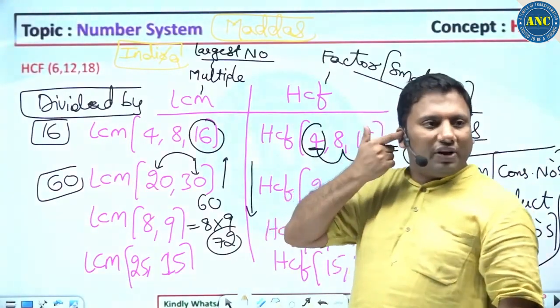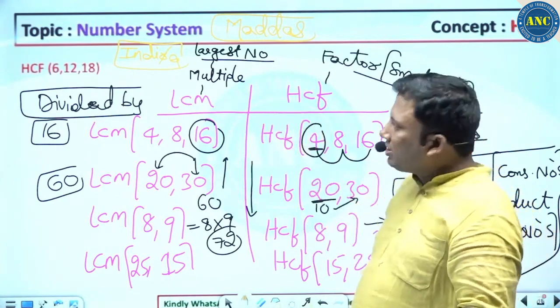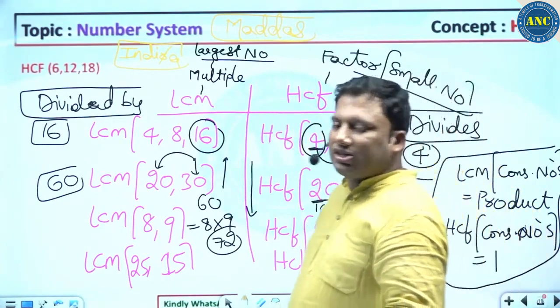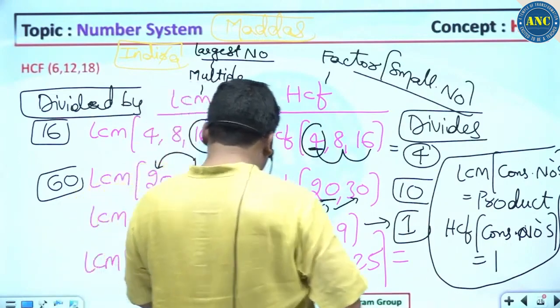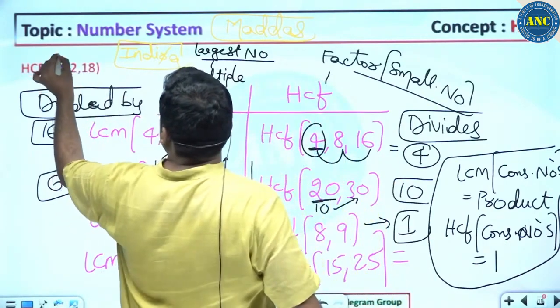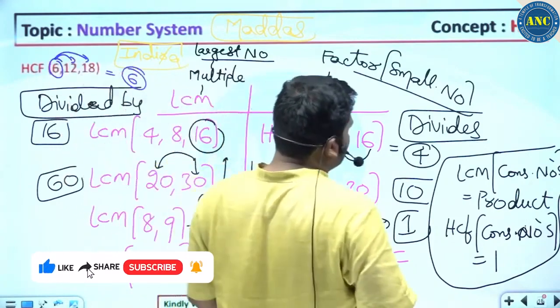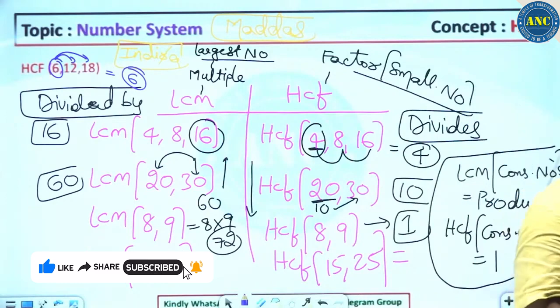HCF of 6, 12 and 18. HCF means we will take the smallest number. 6 2s are 12, 6 3s are 18. So the answer is 6.